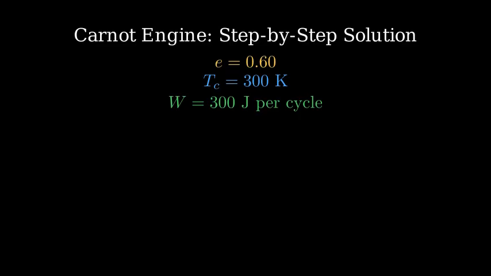Second, if the engine produces 300 joules of work per cycle, how much heat is absorbed from the hot reservoir per cycle? And third, how much heat is exhausted to the cold reservoir per cycle? Let's first build a simple energy flow diagram to make this visual.